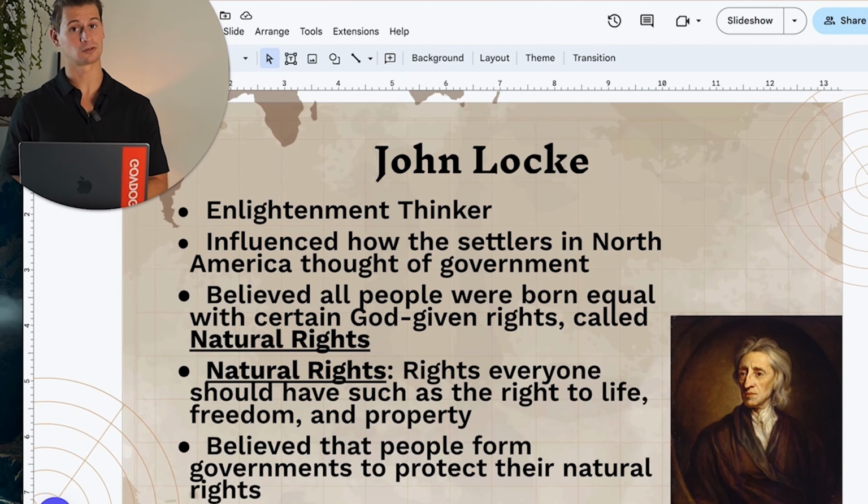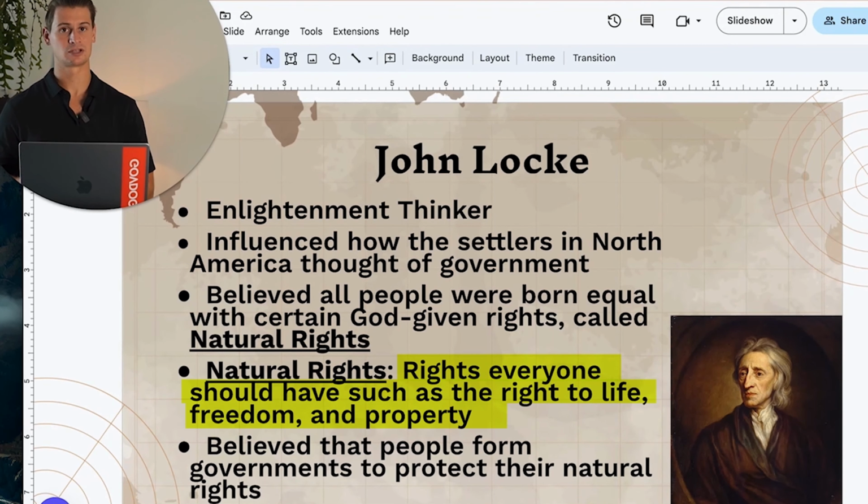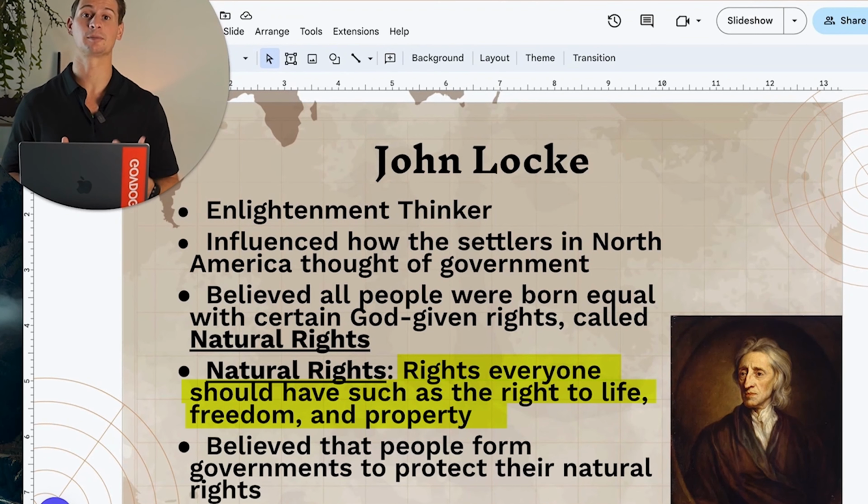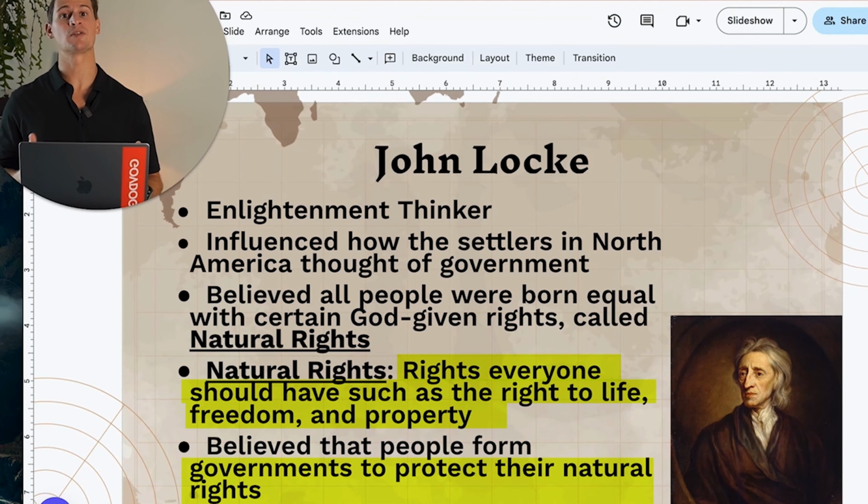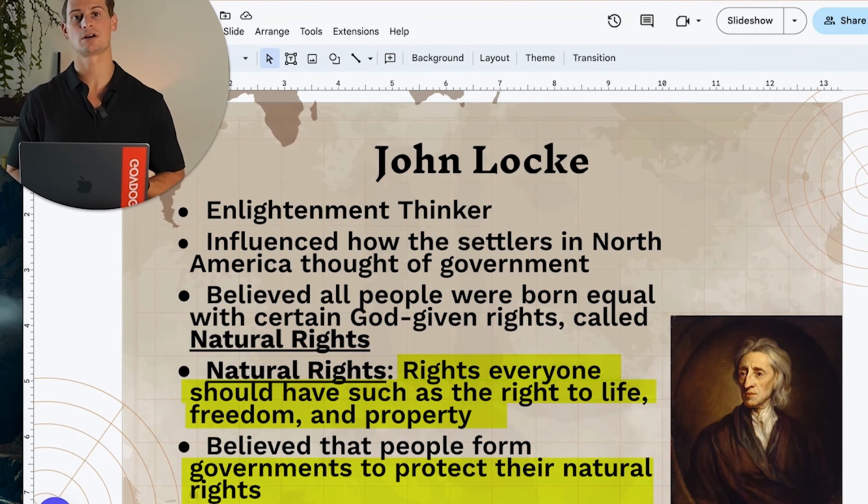So what natural rights are, by definition, is the following. Rights everybody should have as the right of life, liberty, and property. Sounds a lot like life, liberty, and the pursuit of happiness in one of our very, very important American documents. The other thing that Locke brought to the table was the idea that government existed to protect the people's rights, okay? And government does not get power unless it's from the consent of the governed. Right? The consent of the people that are going to actually follow the laws that are implemented.